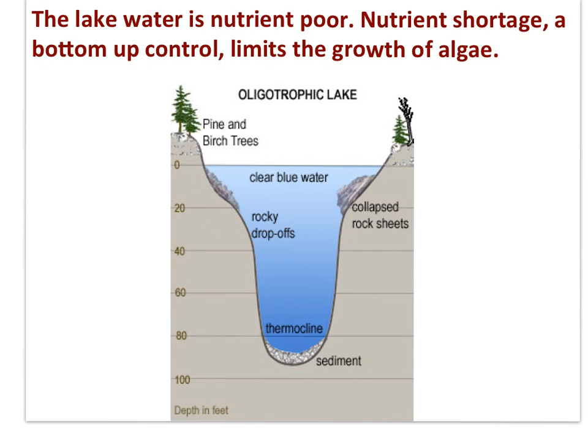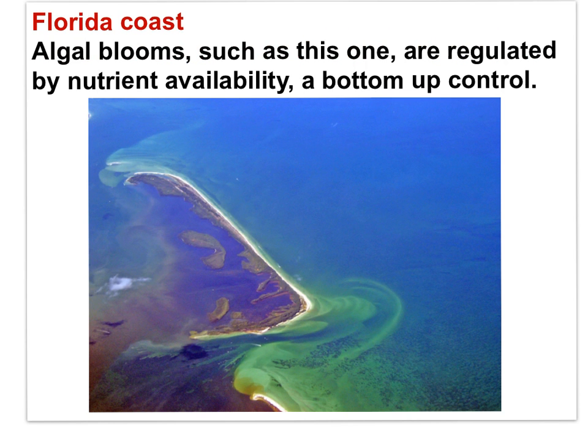This is a diagram of another oligotrophic lake, a nutrient poor lake. Nutrient shortage, a bottom-up control, limits the growth of algae. Algal blooms, such as this one off the coast of Florida, are regulated by nutrient availability, a bottom-up control.